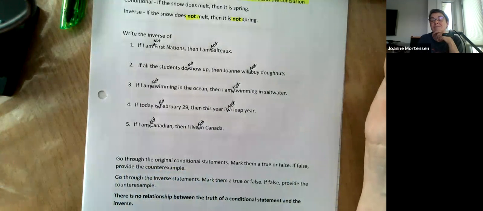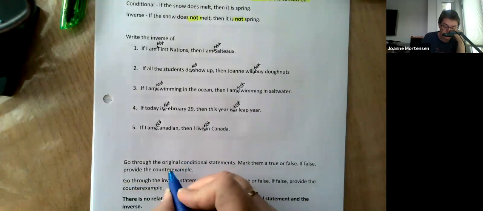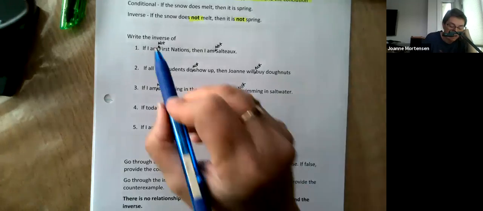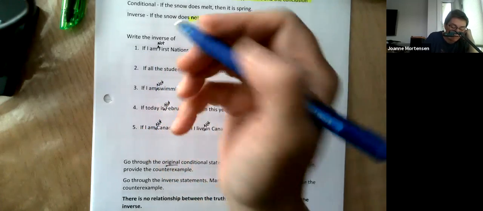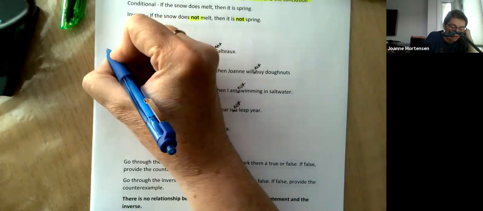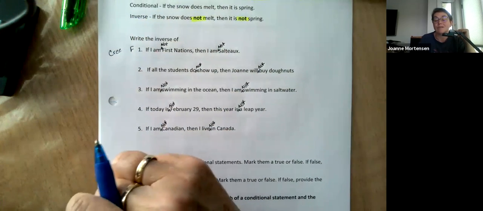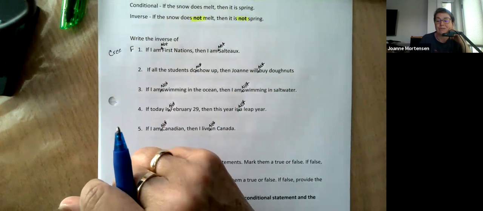All right. Go through the original conditional statements. Mark them as true or false. If they are false, provide a counterexample. I probably should have written them out because now I'm going to get a little confused. Okay, so we're going to go first with the original ones, so without the not-nots. If I am First Nations, then I'm Soto. No, I could be Cree, Nehewak. I can't spell that word. I'm not even sure I pronounced it right.